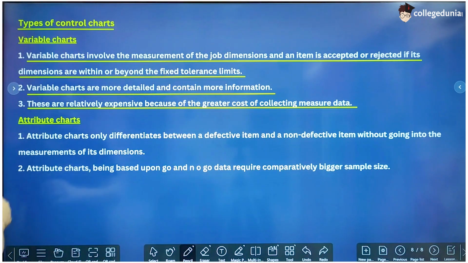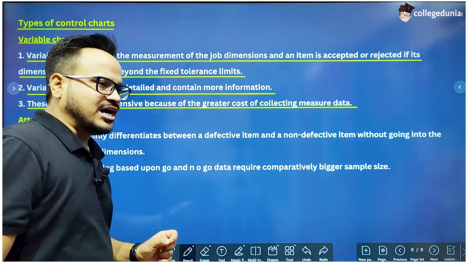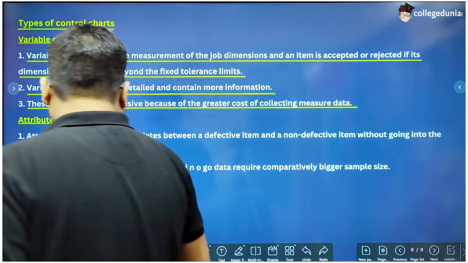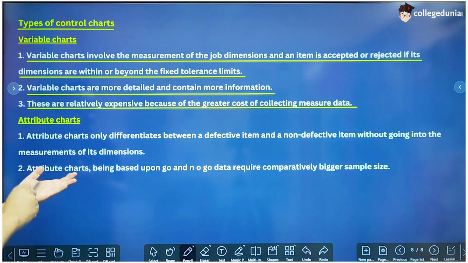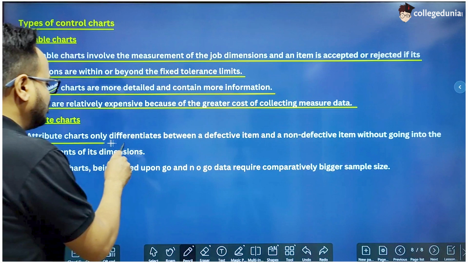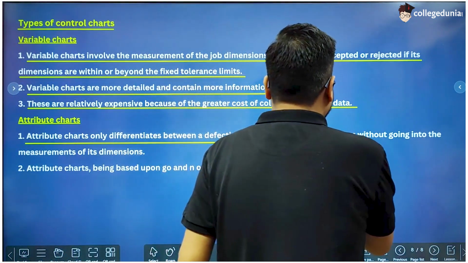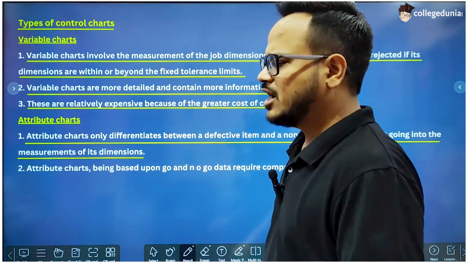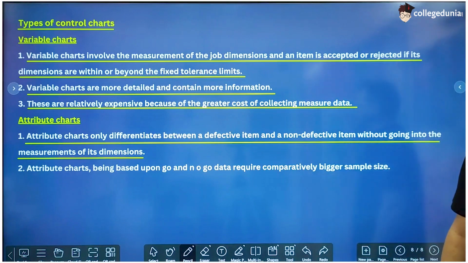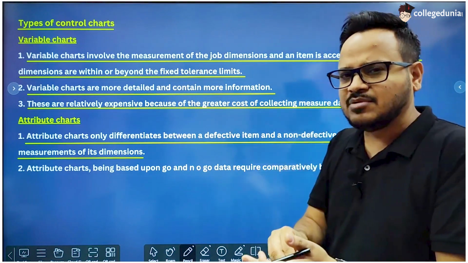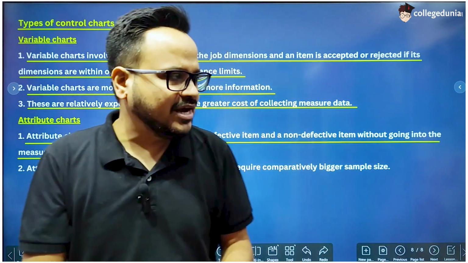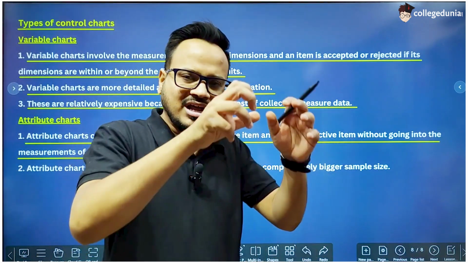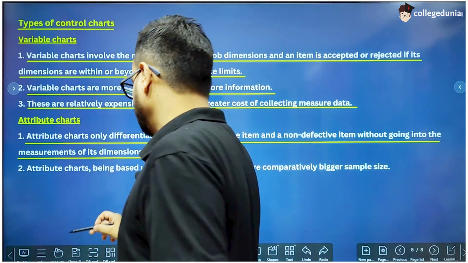So the other type of chart is called the attribute chart. An attribute chart is simply for the acceptance or rejection of an item. These are not based on the data values, these are based on the attributes, right? Attribute charts only differentiate between a defective item and a non-defective item without going into the measurements of the dimensions. We are not going into the measurements or any other detail. We are just saying whether this item is acceptable or not. So we will simply make a chart based on this, and using that chart we can easily differentiate between a defective item and a non-defective item.